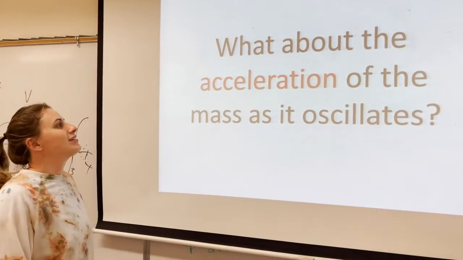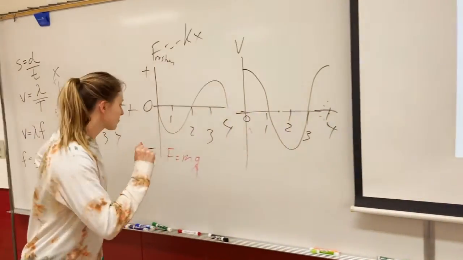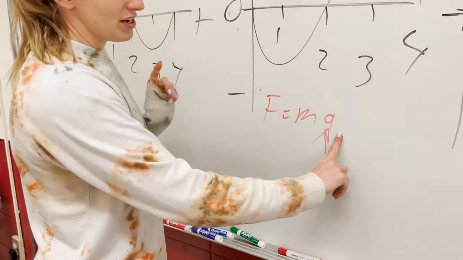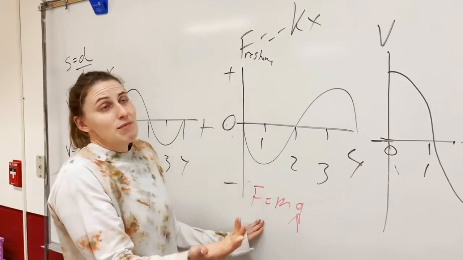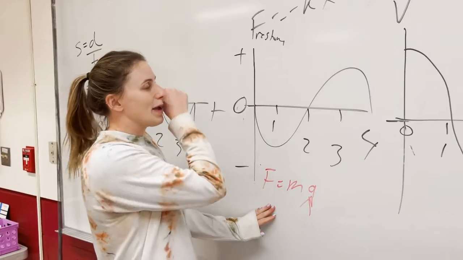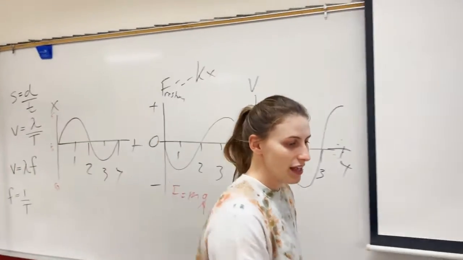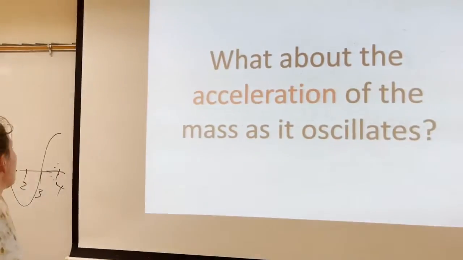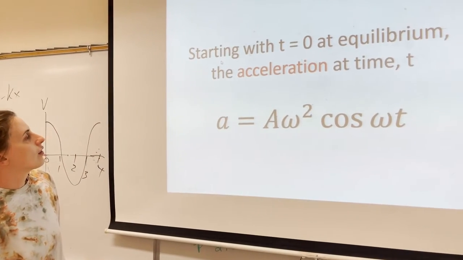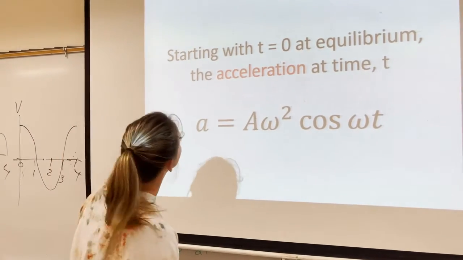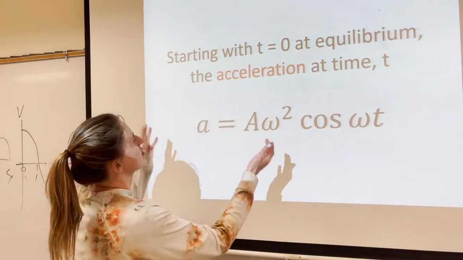What about the acceleration of the mass as it oscillates? Force equals mass times acceleration, right? So it's going to be the same as our force here, and that's all there is to it. Is it accelerating the most at the top and the bottom? We spent time talking about this when we went through this originally. Starting with time equals 0 at equilibrium, the acceleration at time t, if you wanted to figure out acceleration, here it is.